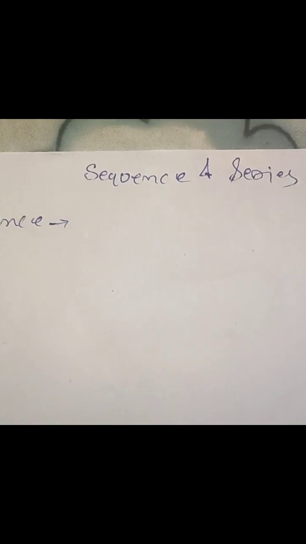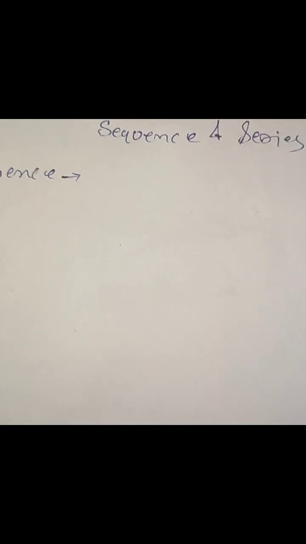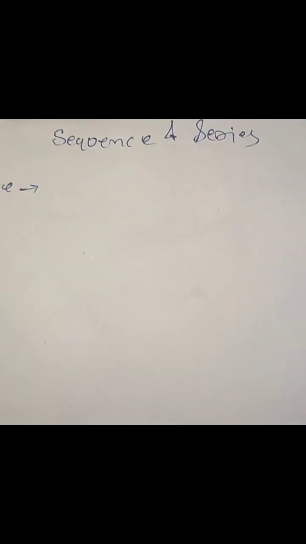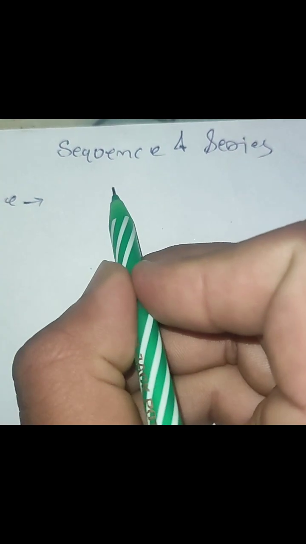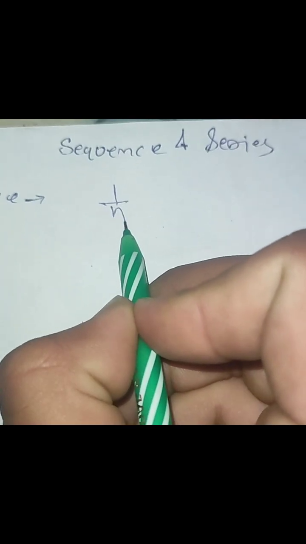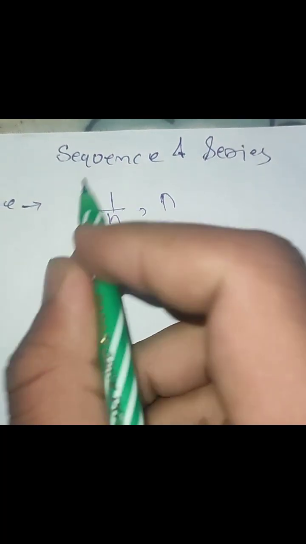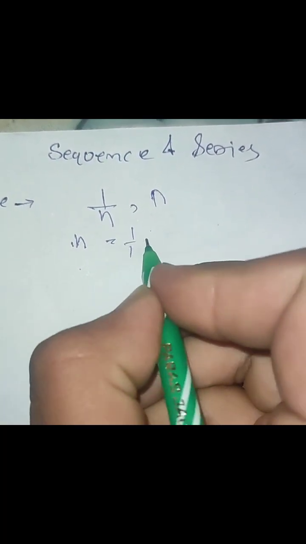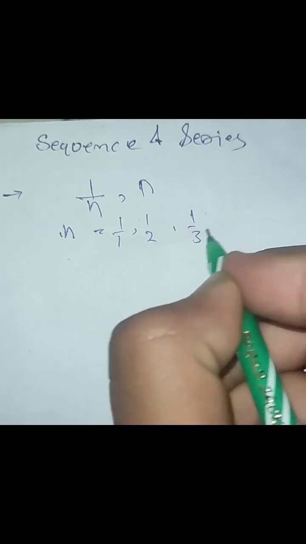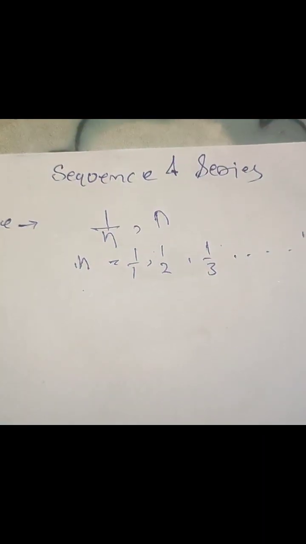Let's understand sequence and series. First, understand what a sequence is. A sequence is like something that follows the same path. For example, I say 1 upon n, so all the values of n follow the same pattern: 1 upon 1, 1 upon 2, 1 upon 3, up to 1 upon n.